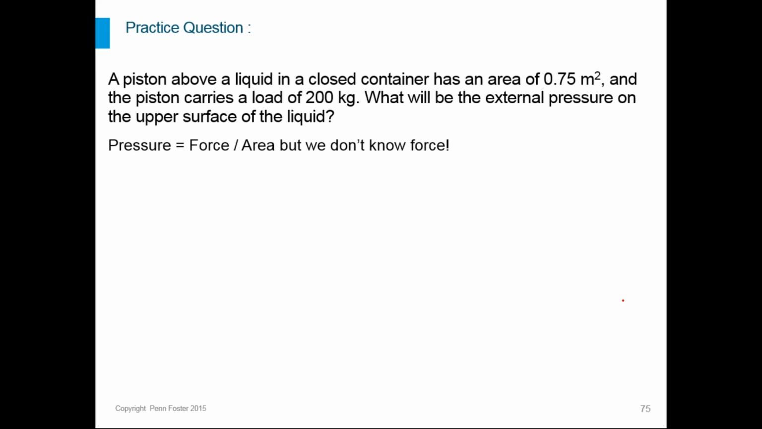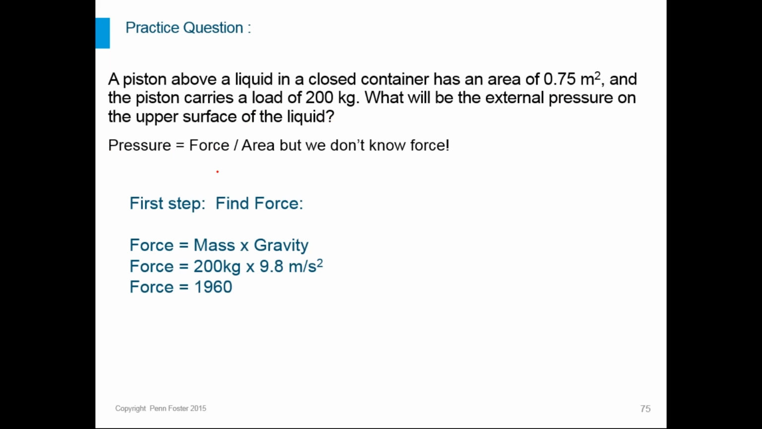A piston above a liquid in a closed container has an area of 0.75 meters squared, and it carries a load of 200 kilograms. So this looks just like the previous slide where we have liquid on the bottom, there's a piston pushing down on the top. So what will be the external pressure? Well, pressure is force over area, but we don't know force. It doesn't tell us force. So step 1, find the force.